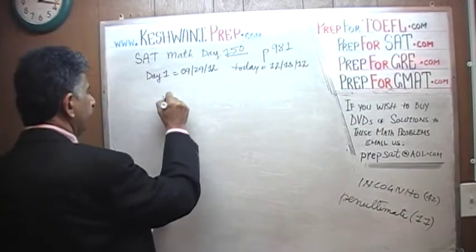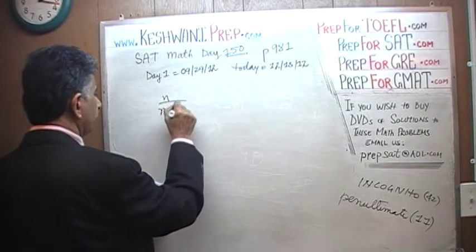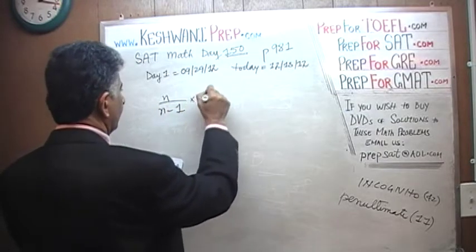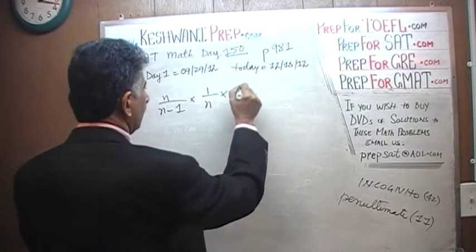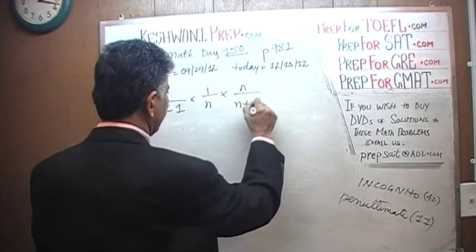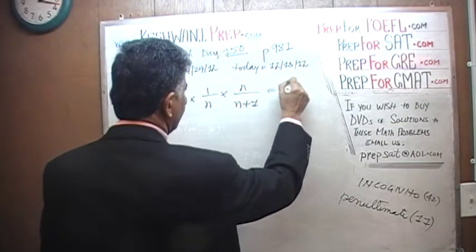We are told that n over n minus 1 times 1 over n times n over n plus 1 equals 5 over k.